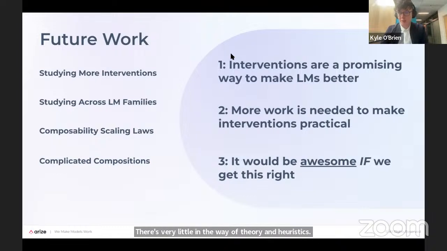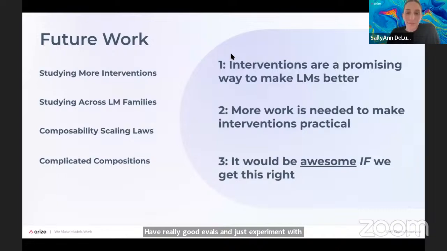So if you're interested in applying a set of interventions, our work can provide some tips, but I would still recommend having really good evals and just experiment with different combinations yourself. Really great answer. Cool. All right.